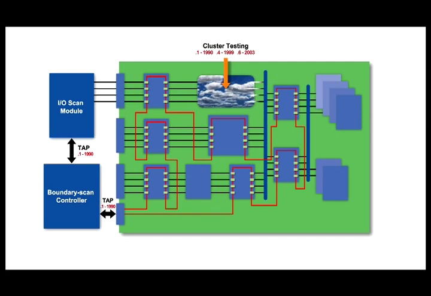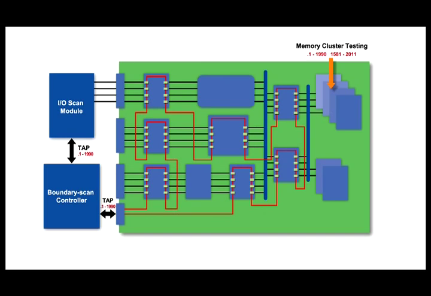Also, the connections of devices that have no boundary scan themselves, but are surrounded by boundary scan devices, can be tested using the boundary scan registers of those surrounding devices. This is referred to as cluster testing and can be used to test random logic, memory interconnect, and interconnect of complex peripheral devices. Also, cluster tests can be done interactively or can be fully automated.